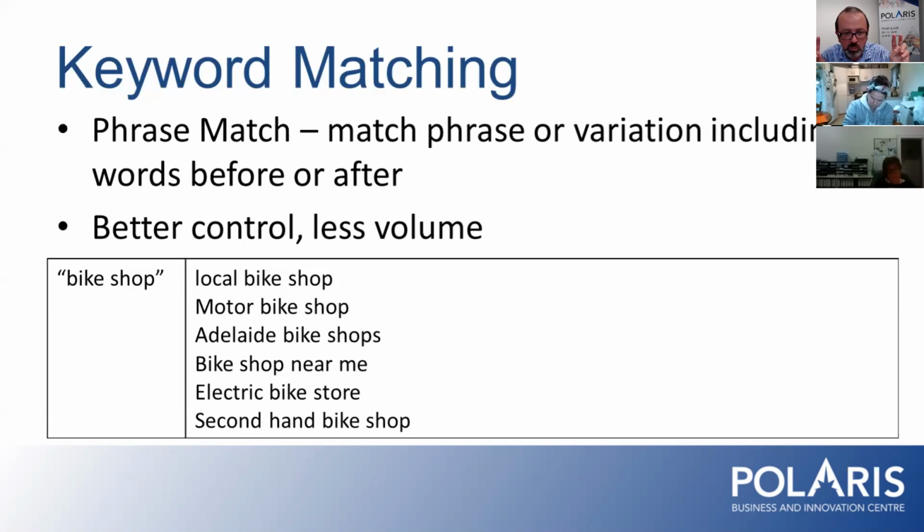So in this case, we've got bike shop. So it means shop could be exchanged for store. Bike could be bicycle. It could possibly be motorbike. Oh, no, it won't be motorbike, but the thing to understand is that the words before and after your phrase can change the meaning, okay? So it will still display for motorbike shop because bike shop is in that query, even though it's motorbike.